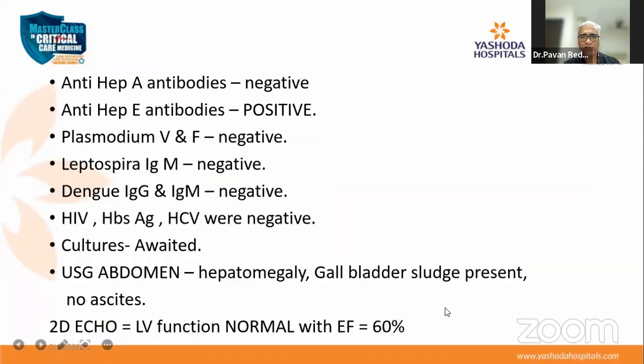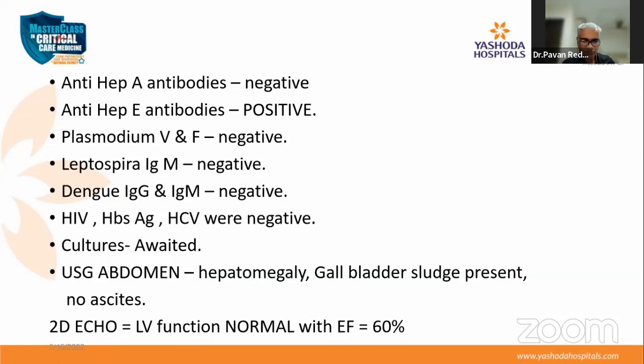So you got all the battery that you sent. I don't think anybody would spend all these batteries, right? So you sent off all this battery and you got hepatitis E positive. Ultrasound is done. Hepatomegaly is there, some sludge is there, no ascites. Echo looks normal. What next? So you got hepatitis E. What else would you want to give?